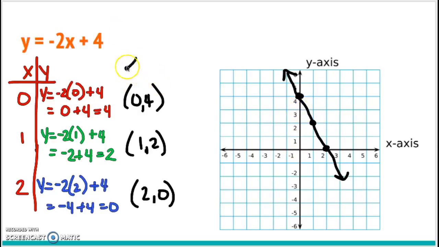Remember, when we're plotting points, we always go X first on the X-axis and then Y. Think alphabetically.